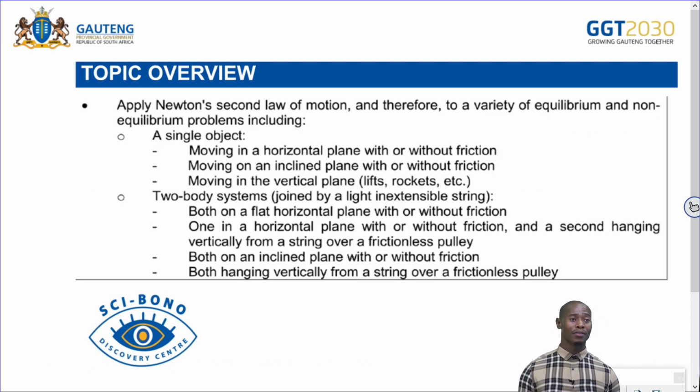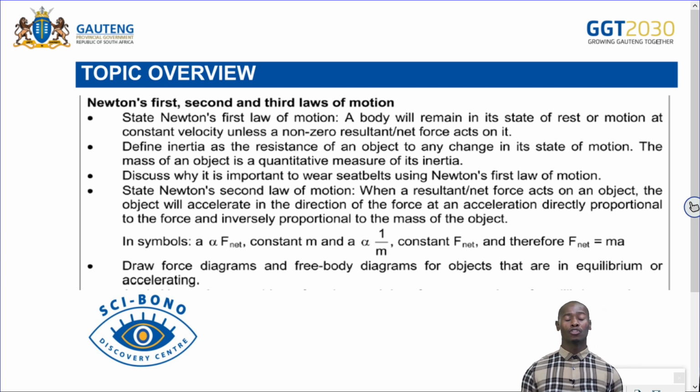Then same with Newton's second law. Newton's second law, in most cases, this law is marked independently, right? But even if it's marked independently, please make sure that you state it correctly. It is stated as: when a resultant or net force acts on an object, the object will accelerate in the direction of the force at an acceleration that is directly proportional to the force and inversely proportional to the mass of what? Of an object, right?